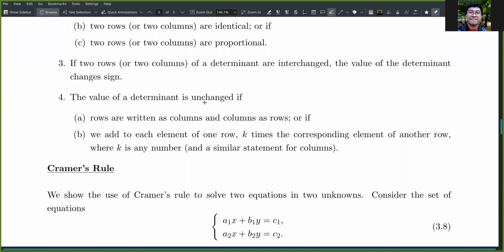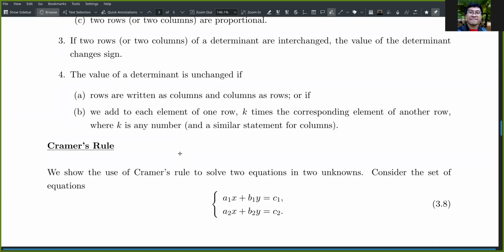The value of the determinant is unchanged if the rows are written as columns and columns as rows, or if we add to each element of one row k times the corresponding element of another row, where k is any number. Also, the same thing can be done on columns.